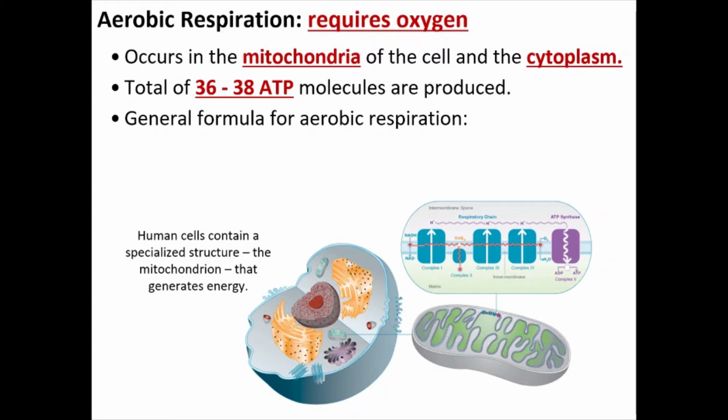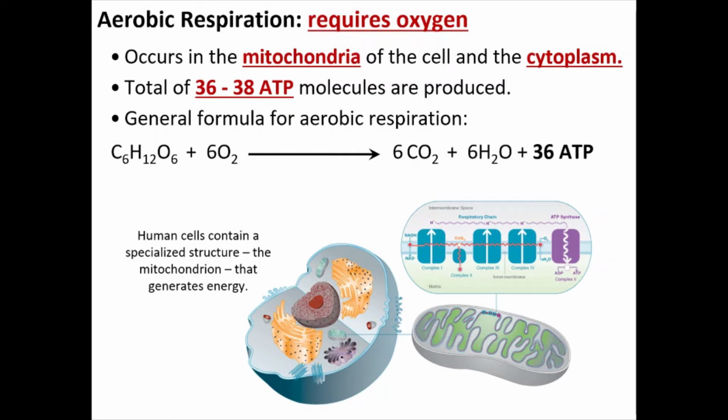There are two types of cellular respiration. You have aerobic respiration, which requires oxygen, and anaerobic cellular respiration, which doesn't. The one that's going to be used primarily by your cells and produces the most ATP is going to be aerobic respiration. This is going to occur in the mitochondria and cytoplasm of the cell. The general formula for aerobic respiration is glucose plus 6 oxygen molecules becomes 6 CO2 carbon dioxide as well as 6 water molecules and 36 ATP.